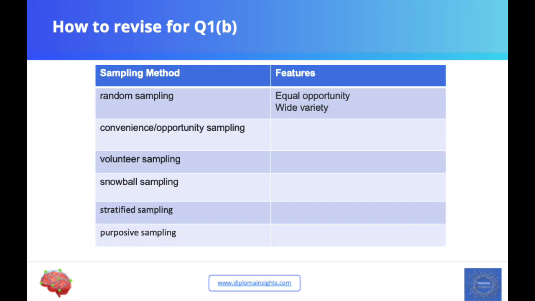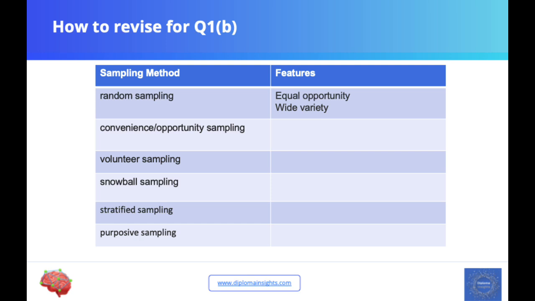Here's a suggestion of how to revise for question 1 part B. These are the most common sampling methods, and the stimulus that's provided to you will use one of these sampling methods. In the features column, add your notes to help you remember what are the key features for each of the different sampling methods. For example, when using random sampling, every person in my target population has an equal opportunity of being selected to be my final sample.